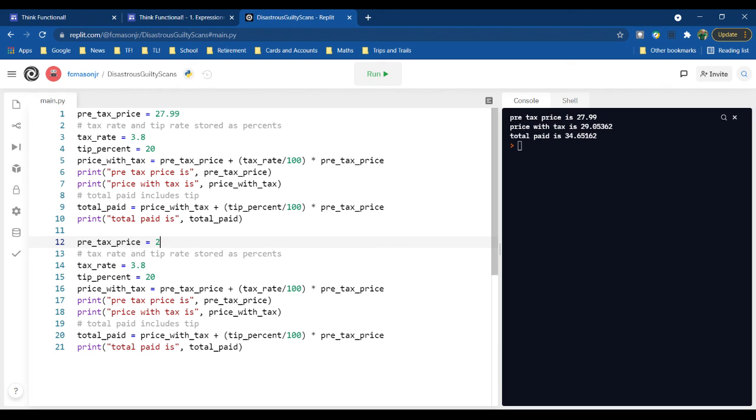Okay, so we could get a different pre-tax price, right? So like, I don't know, 32.83. We spent a little bit more this time. And then, yeah, it's all there, right? But gosh, that's a whole lot of code, isn't it? And if we wanted to do it with a third price, then we'd have even more code. I mean, there just has to be a better way, right? This is not how code works.